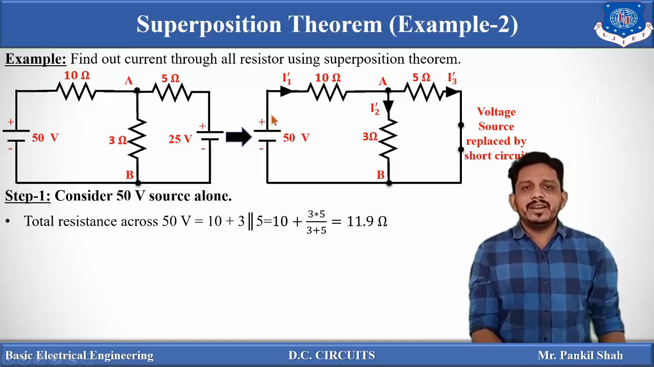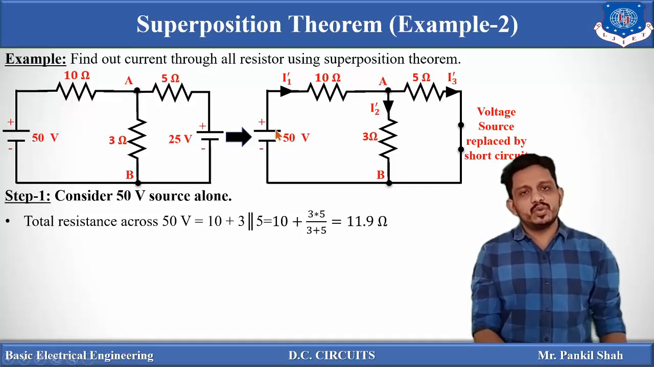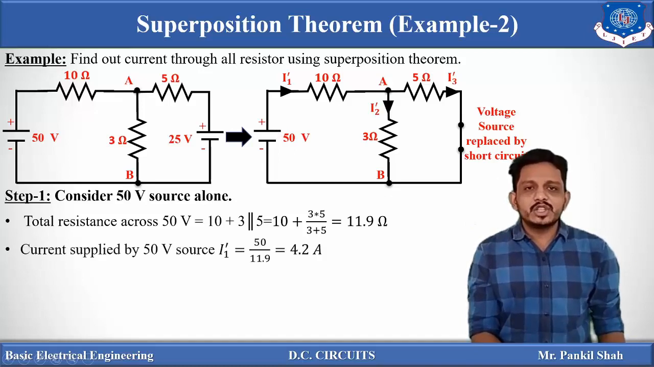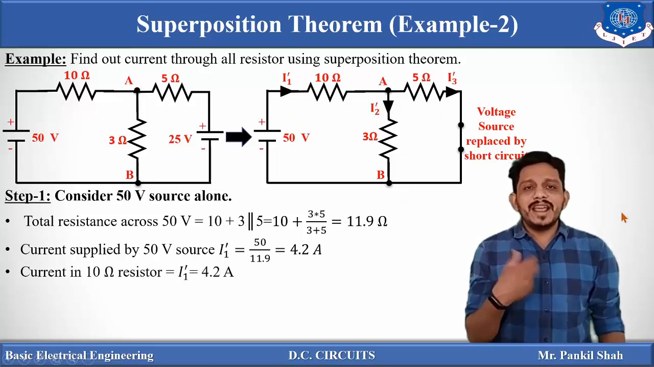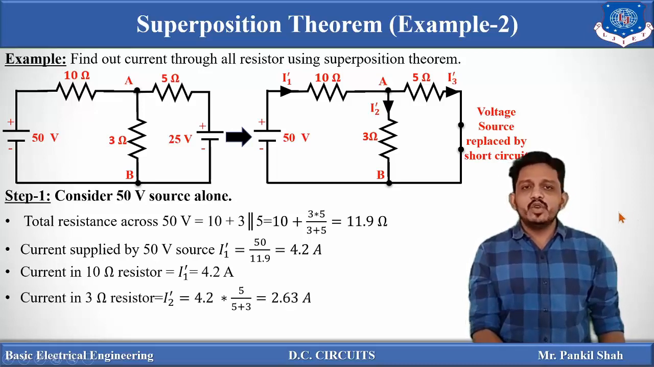Now if you want to find the current drawn by this 50 volt source, then I is equal to V by R. V is 50 and total resistance is 11.9. So you get the current flowing through this 10 ohm resistance as 4.2 ampere, and this is the total current I1 dash. Now this total current is distributed into two parts. So by using the current divider formula, you can find the current flowing through these two resistances.